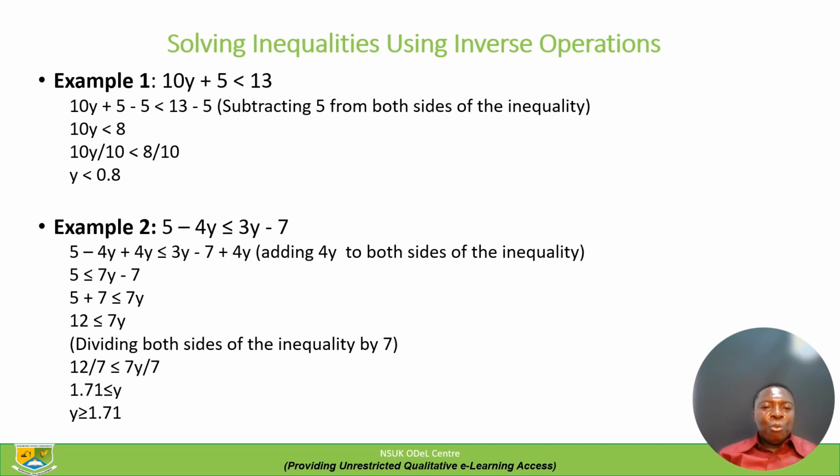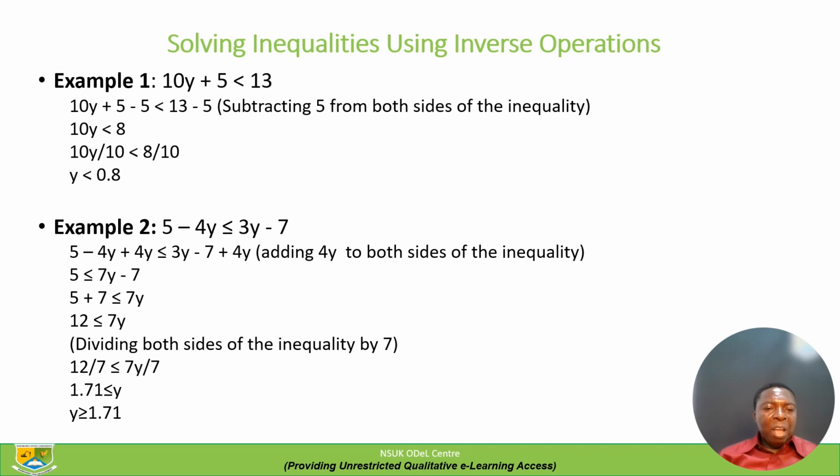So example 2: 5 minus 4y less than or equal to 3y minus 7. We say 5 minus 4y plus 4y less than or equal to 3y minus 7 plus 4y, that is, by adding 4y to both sides of the inequality. So the 4y cancels, and what we are left with is 5 less than or equal to 7y minus 7.